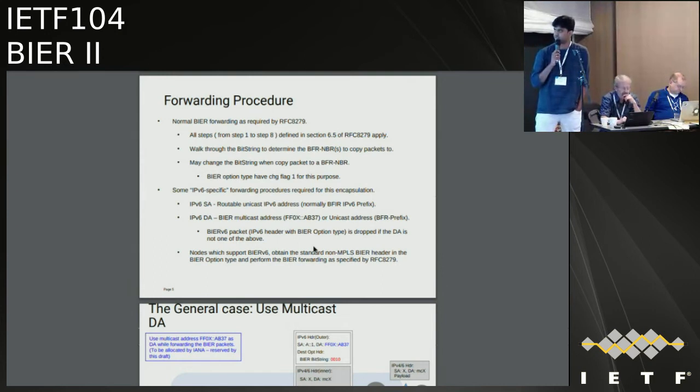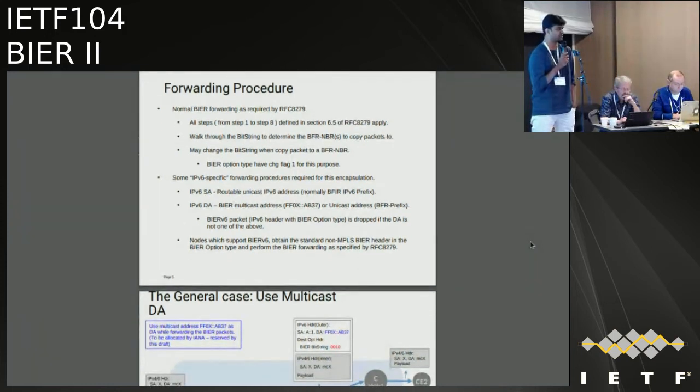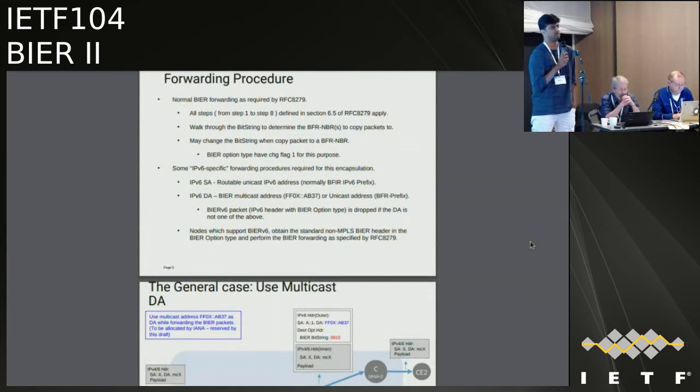Nodes which support BIERv6 can process the non-MPLS BIER header as we have seen before, but the nodes which don't support the BIER header, I guess that's one of the reasons why we have selected the destination options extension header. It's backward compatible. A node which doesn't support a specific extension header like the BIER options header, or specific BIER options, can just forward the packet using the destination address without looking into the extension header.